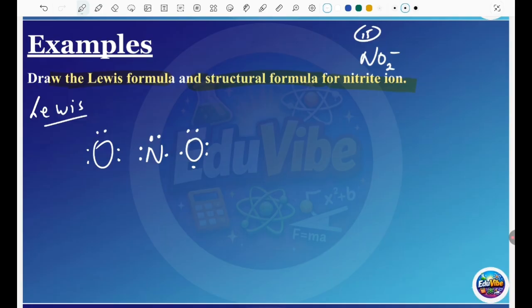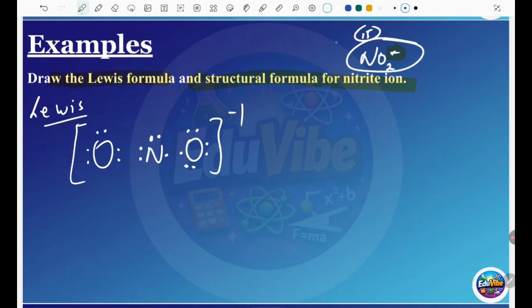We need one more. You can see that we have a negative sign over there. This negative sign means that it gained one electron. So we have one extra electron, which is shown by the minus. So we place this electron over there, then we put brackets around it and write -1 like this. That one extra electron is what makes this NO2 with a charge of -1.